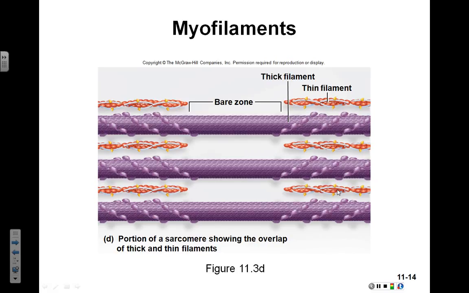Now, another thing is, right here, you're going to have a Z line. I'm jumping the gun a little bit. You're going to have a Z line right here. So going from one Z line to the next, guys, this is called a sarcomere.